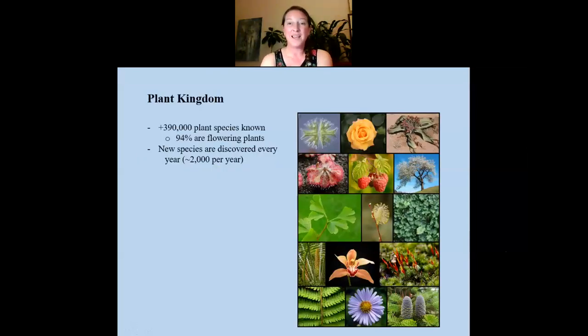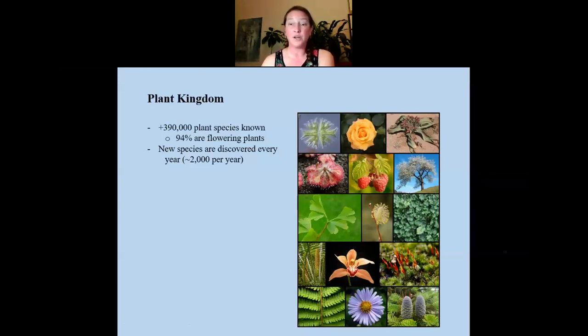So the plant kingdom is big. There's a lot of species of plants. To date, there's close to 400,000 known plant species. Don't worry, we're not going to learn them all in this class. Not even close. But it's good for you to be aware of how many there actually are. There are different types of plants, but the majority are flowering plants, in that they produce flowers. But believe it or not, there are plants that don't produce flowers too, and they comprise the other 6% of the plant kingdom.